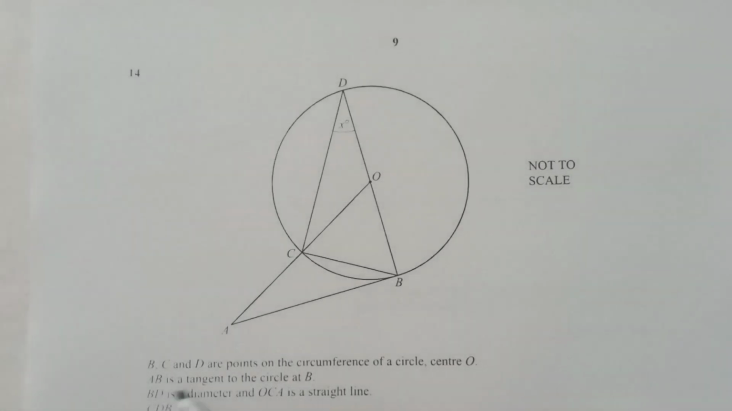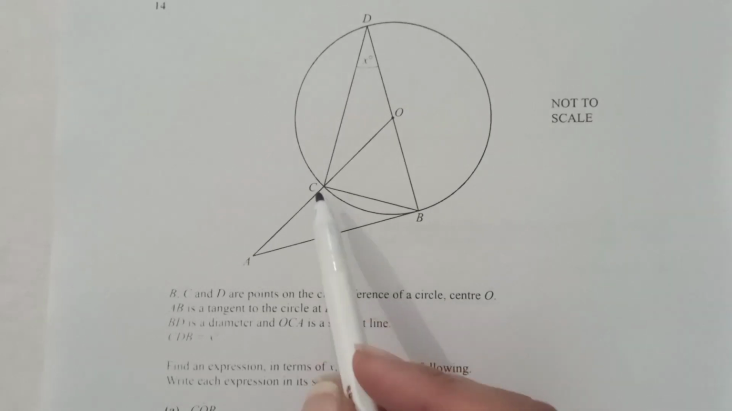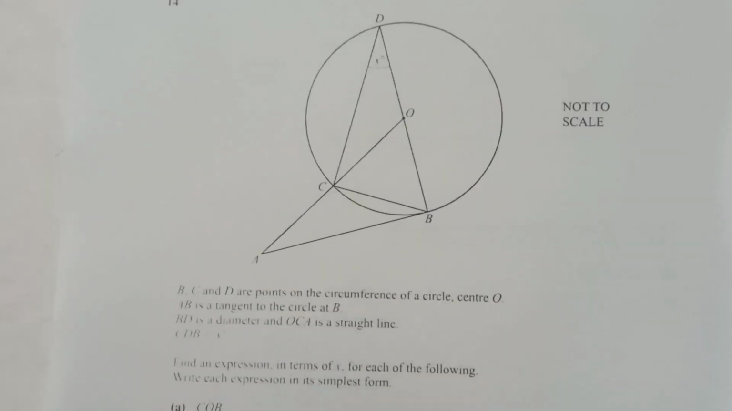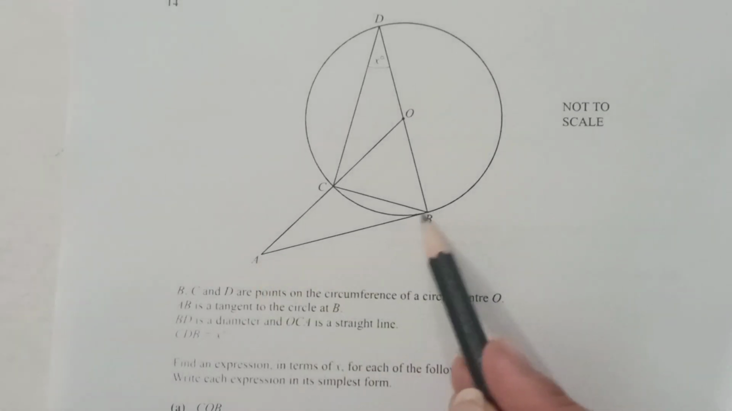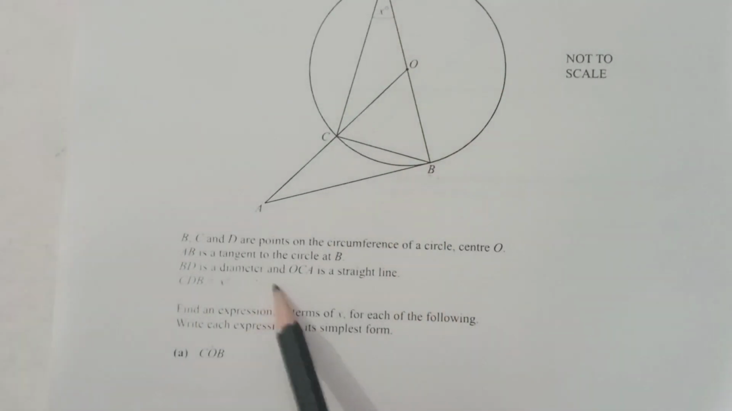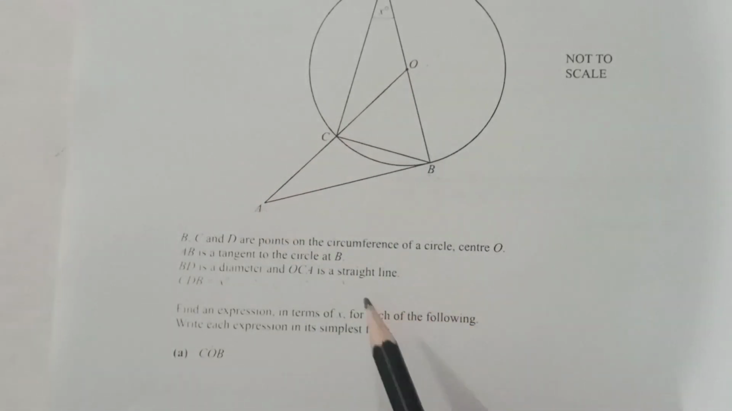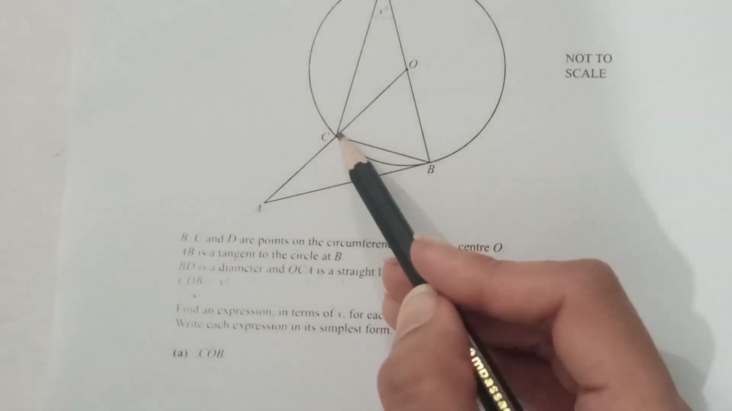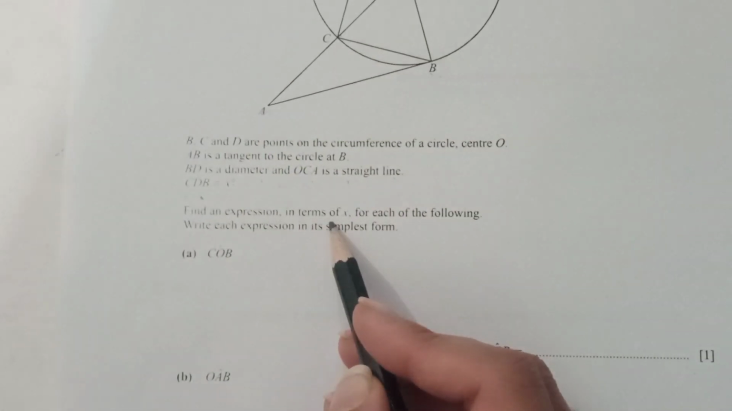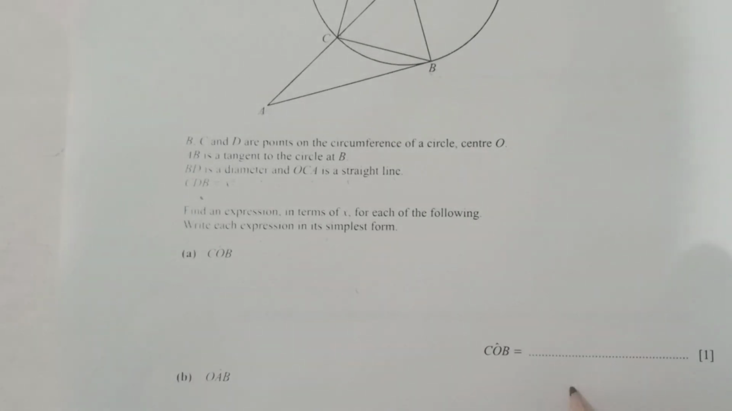Now students, question number 14, a diagram is provided to us in this question. B, C and D are points on the circumference of a circle with center O. AB is tangent to the circle at B. We see that the line AB is a tangent. BD is a diameter, and OCA is a straight line. Angle CDB is x degrees. Find an expression in terms of x for each of the following. Write each expression in the simplest form.